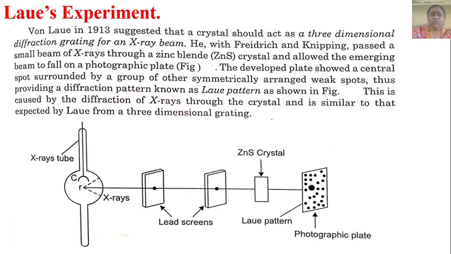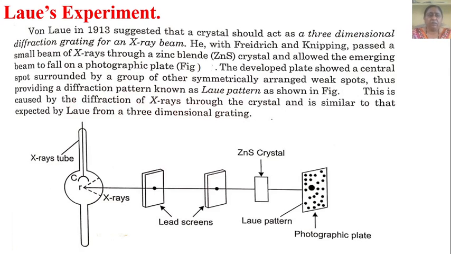Now Laue's experiment. Von Laue in 1912 suggested that a crystal should act as a three-dimensional diffraction grating for an X-ray beam. He, with Friedrich and Knipping, passed a small beam of X-rays through a zinc blende ZnS crystal and allowed the emerging beam to fall on a photographic plate as shown in figure.